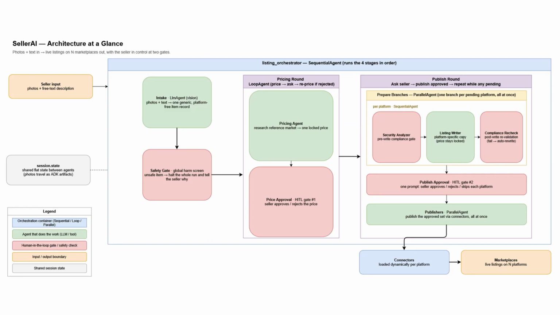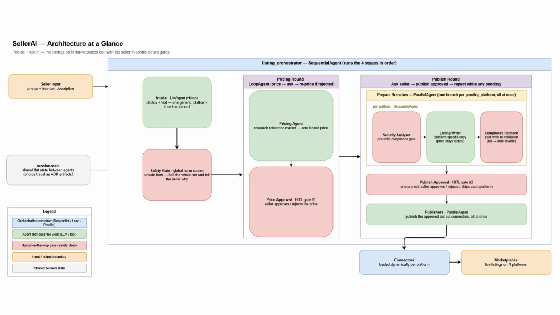The SellerAI architecture is built on top of Google ADK. Its main goal is to take a seller's photos and a brief description, and automatically transform them into live listings across multiple marketplaces simultaneously. Crucially, it keeps the seller in control at two strategic decision points.